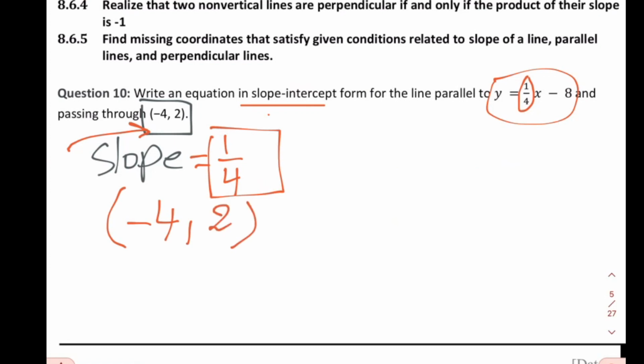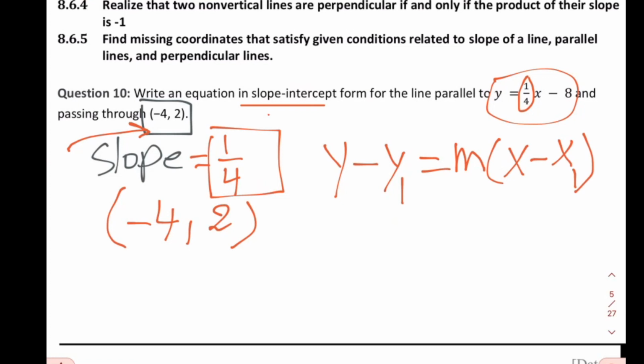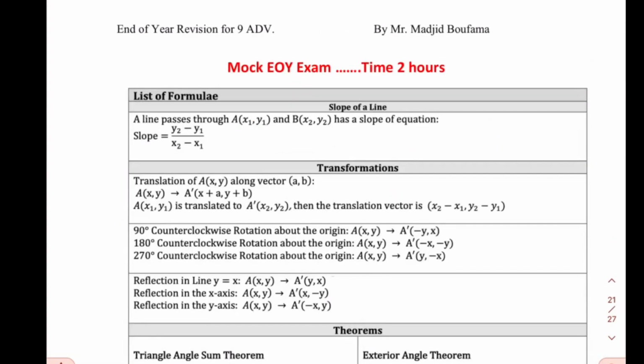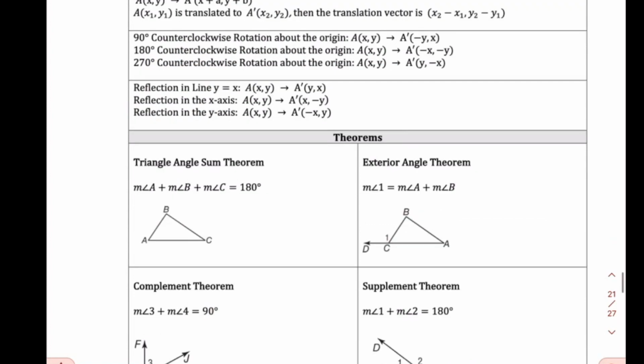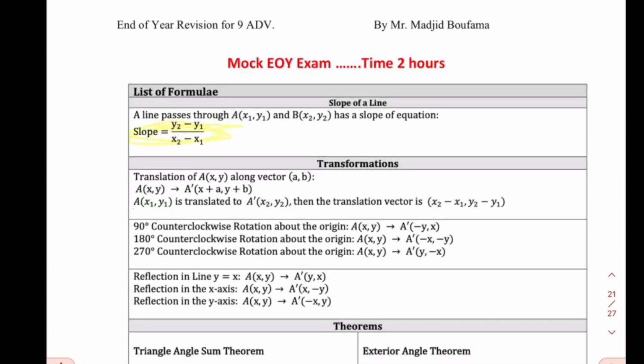And write the equation. The equation in general: y minus y1 equals slope times x minus x1. Remember this. Maybe they provided it in the formula sheet. I don't know, let me check. It is in the formula sheet. Unfortunately, they give only how to calculate the slope. They don't give you the formula for the equation, so you need to memorize it, okay?